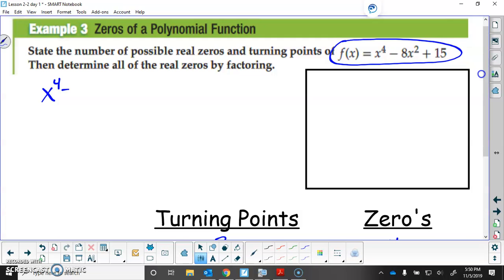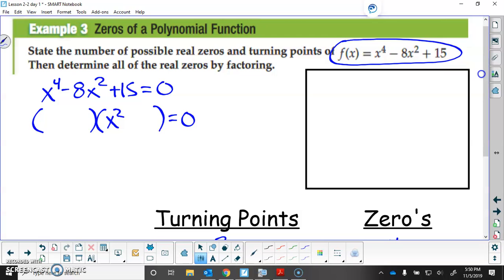So if we take this equation, set it equal to 0. Now this one gets factored a little bit differently. If you notice the exponents, they go from 4 to 2 to 0. So we can factor this like a quadratic, but we need to have an x squared at the beginning of both binomials because x squared times x squared gives us x to the 4th. Now we need 2 numbers that multiply to give us positive 15 and add up to give us negative 8. So that would be negative 5 and negative 3. So we have it factored.